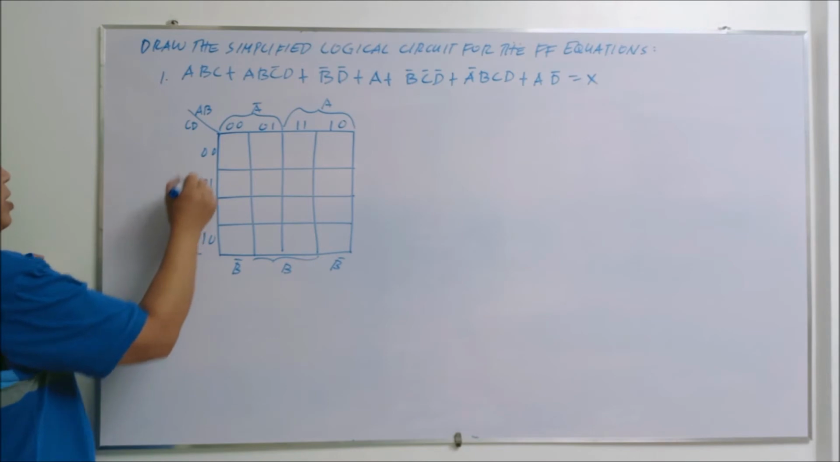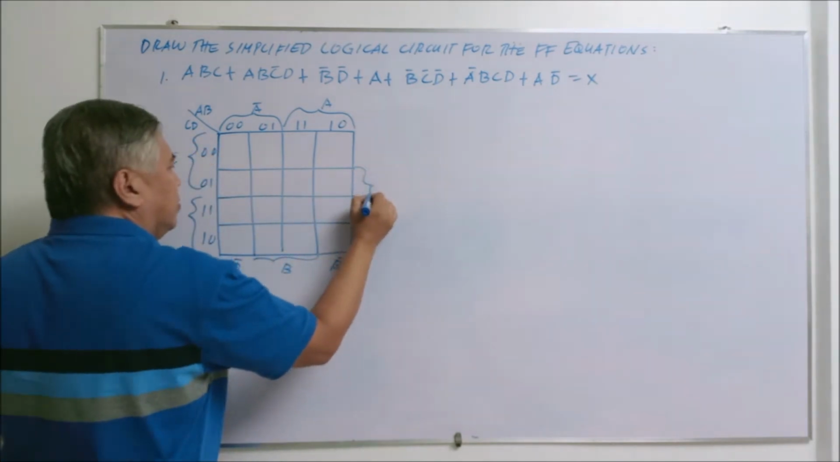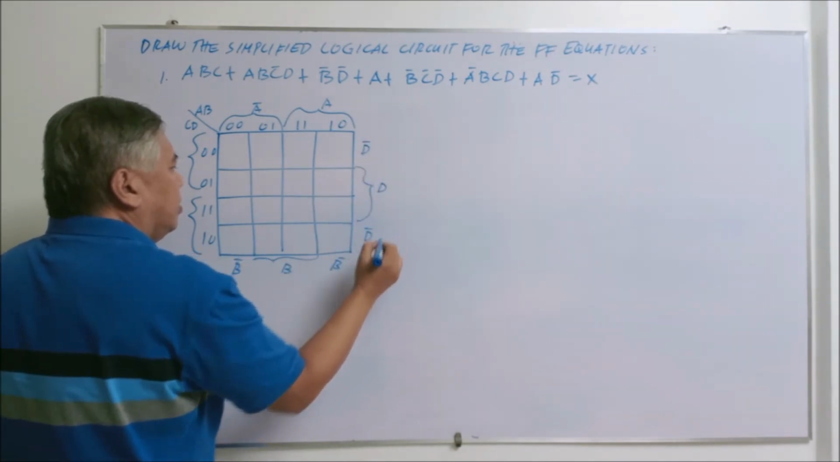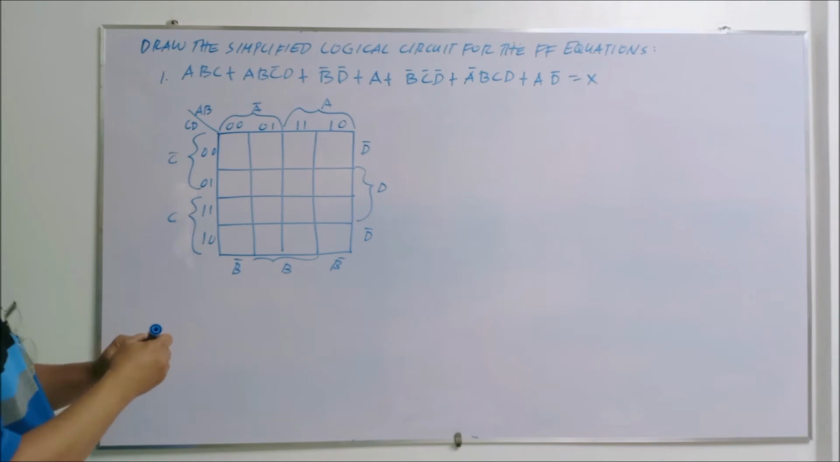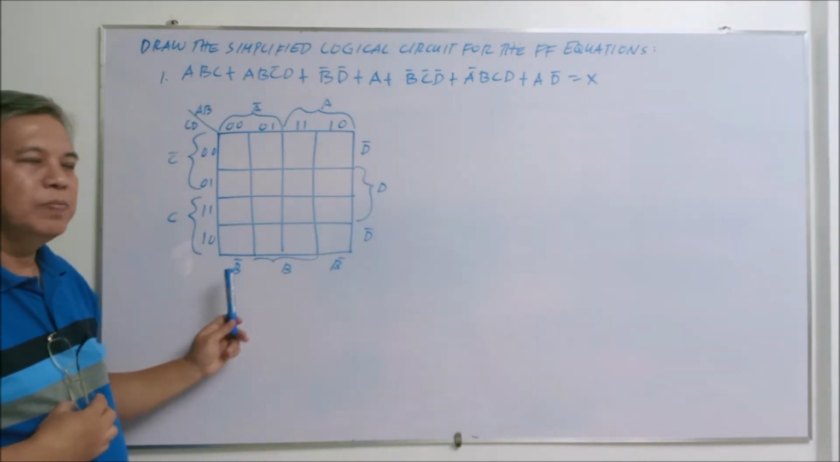Then you have C, C bar. And then you have D, D bar, D bar. Okay? Then we locate these equations into our map.